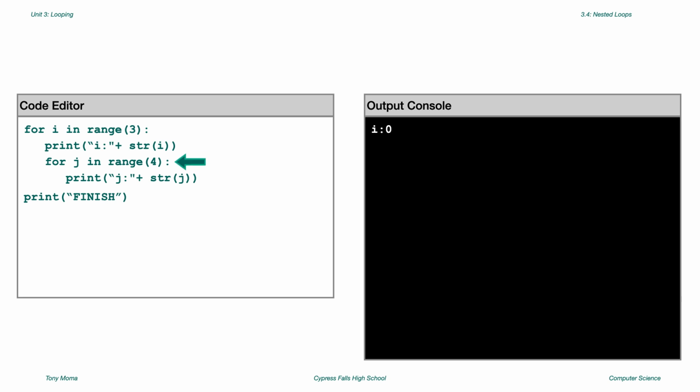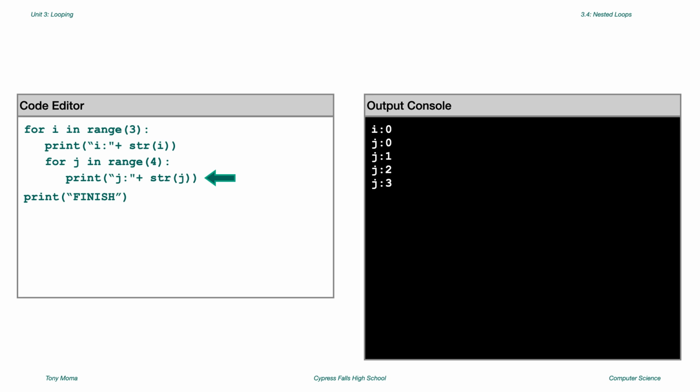Next, we encounter an inner for loop, which will execute 4 times. So what statement will get executed 4 times? We're going to print the string j, a colon, followed by the value of the actual variable j. All right, so what's the initial value of j? 0. Then it becomes 1. Then it becomes 2. Then it becomes 3. And then the inner for loop is finished.